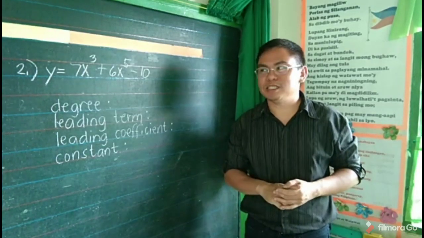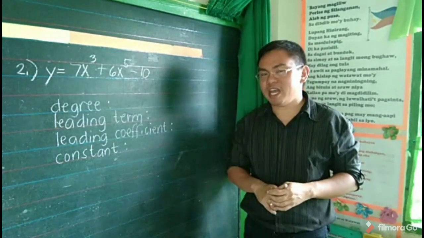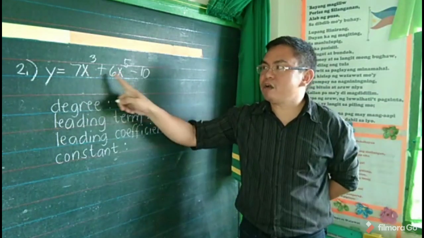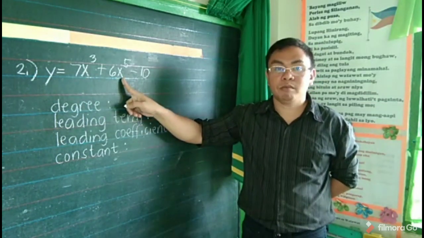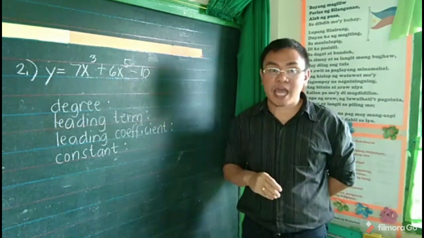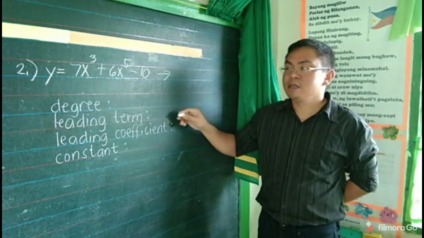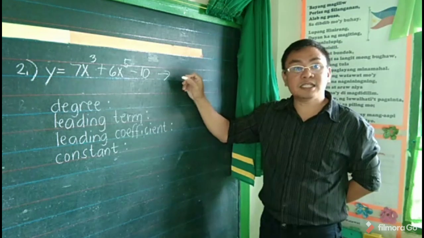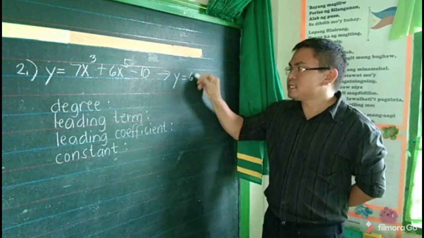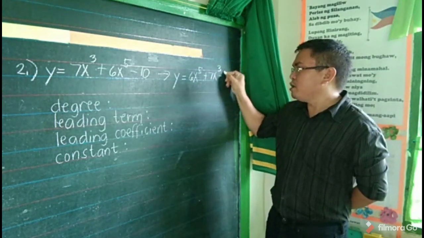Let's have another example. y is equal to 7x cubed plus 6x to the exponent of 5 minus 10. You have noticed that the terms are not arranged in descending order of powers, right? So in this case, the first step to do is to rewrite the given polynomial function with exponents in descending order. So this will become y is equal to 6x to the exponent of 5 plus 7x cubed minus 10.